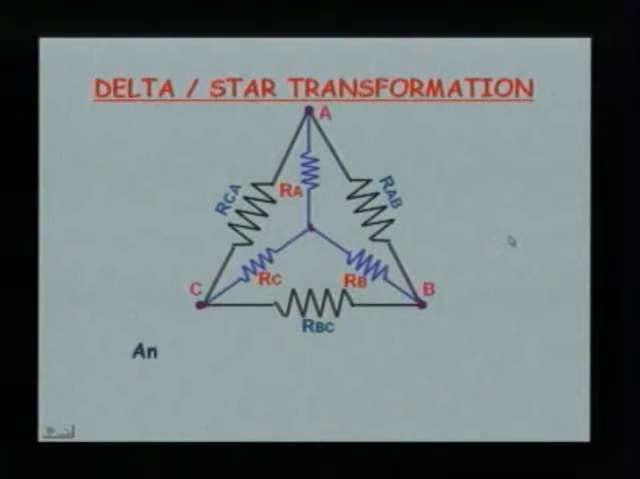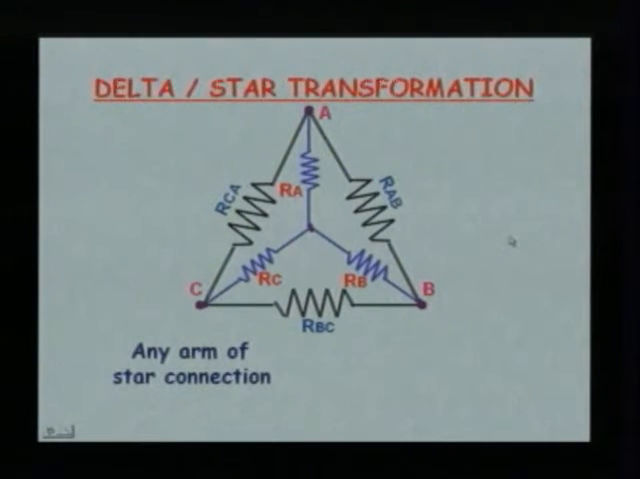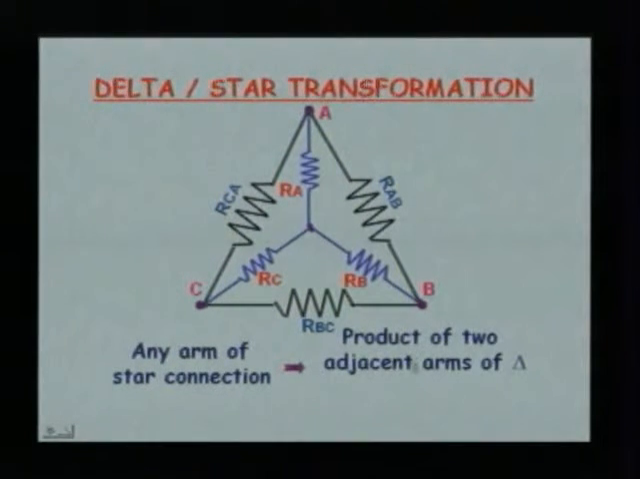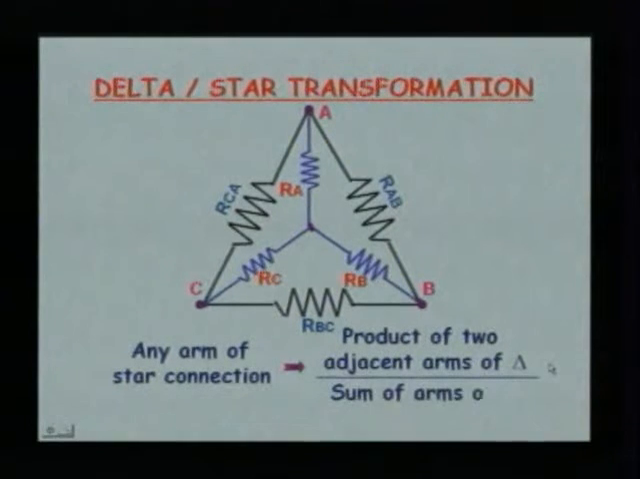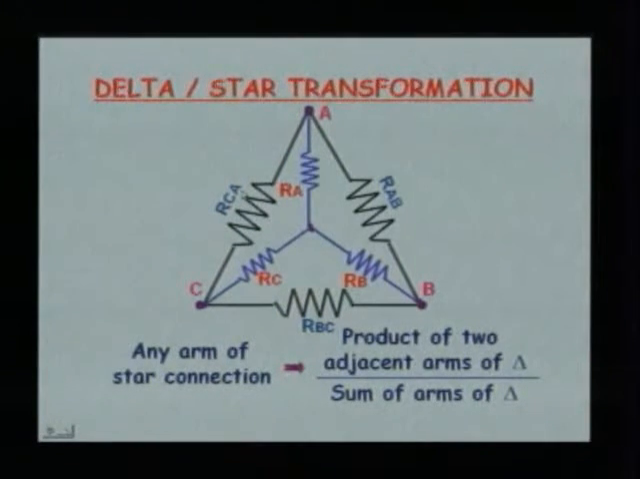So, this we can put down as: any arm of the star connection can be obtained by the product of two adjacent arms of the delta divided by the sum of the arms of the delta. For example, if you want RA, then it is the product of the adjacent arms RAB into RCA divided by the sum of the arms of the delta, that is RAB plus RBC plus RCA. This is how we are going to convert a delta network into a star.